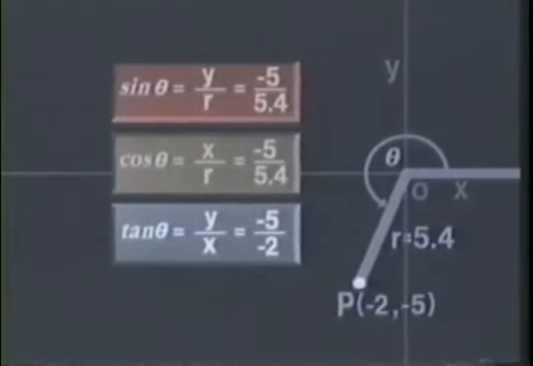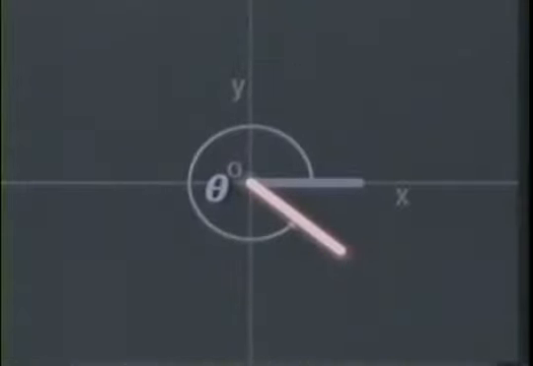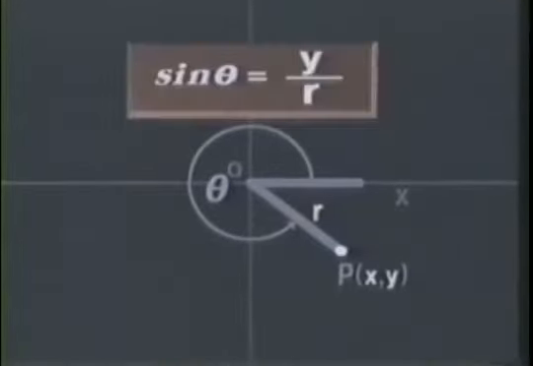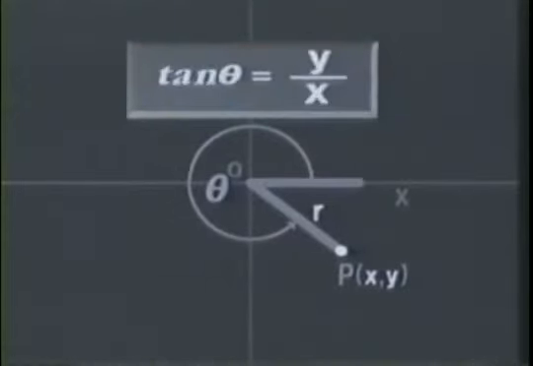This method works for a terminal arm in any quadrant. We use the x and y coordinates to find the value of r, and then substitute the values into the trig ratios. So, there it is. We can now find the sine, cosine, and tangent ratios for any angle between 0 and 360 degrees.